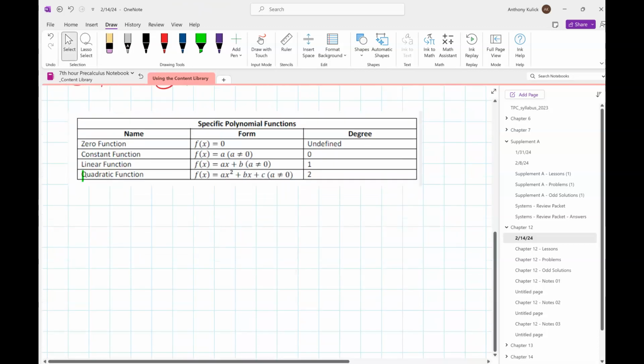All right. The next thing that we want to do is talk about the relationship between two variables.